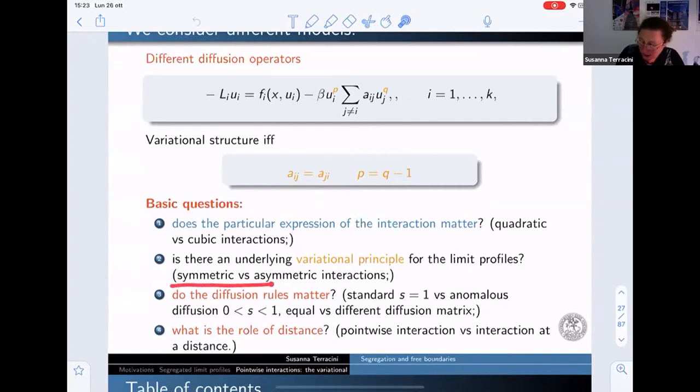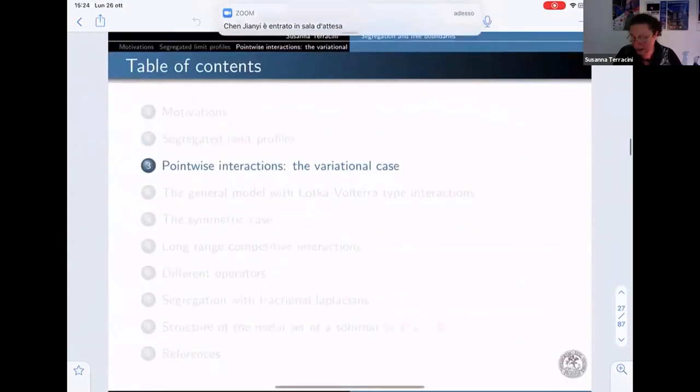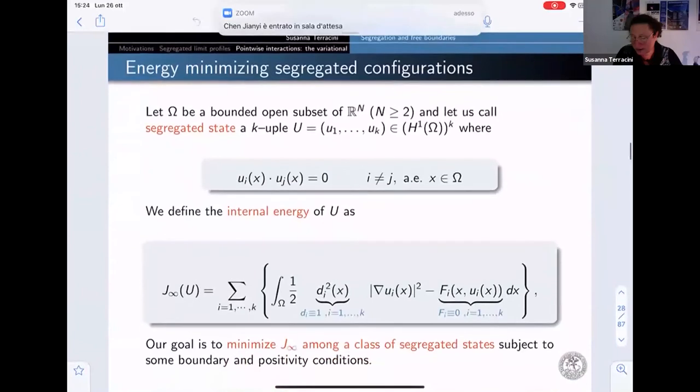And as we see, this involves the understanding of the behavior in the symmetric and asymmetric case. Okay, so what this means when the interaction matrix is symmetric or asymmetric. And finally, what is the role of the diffusion rules?